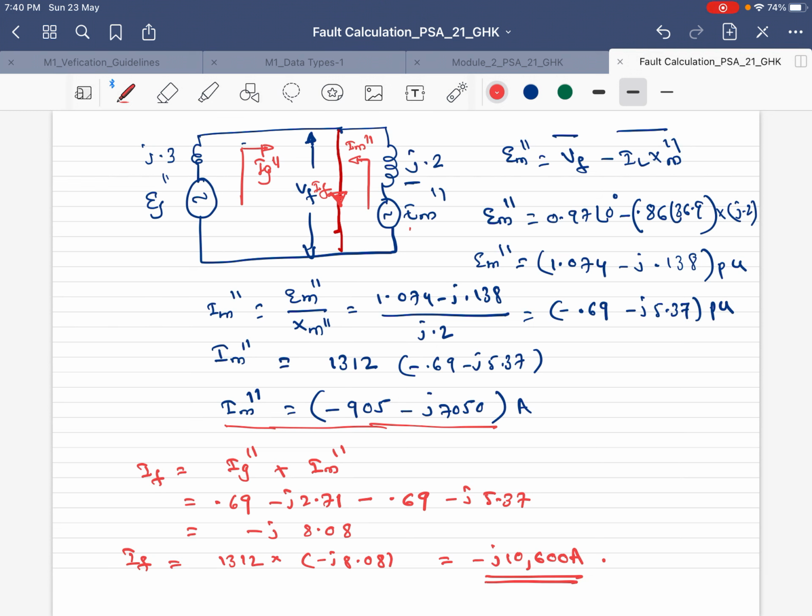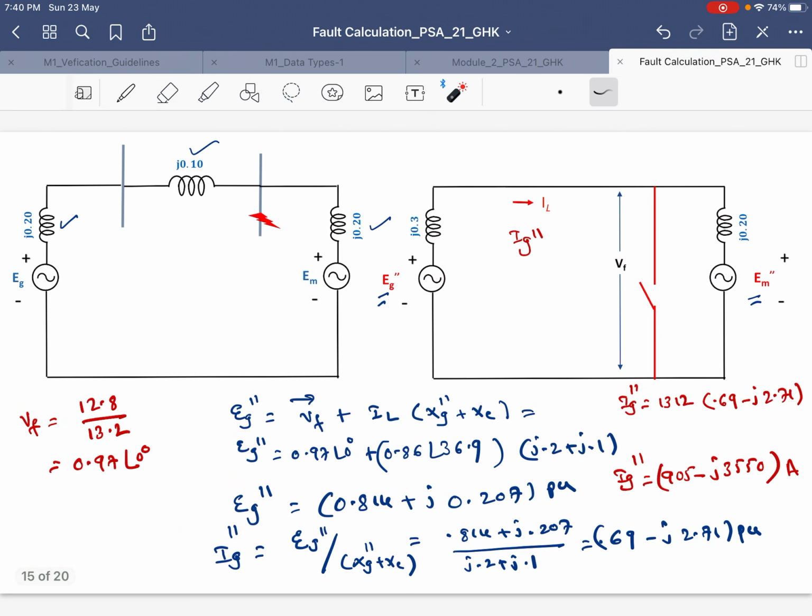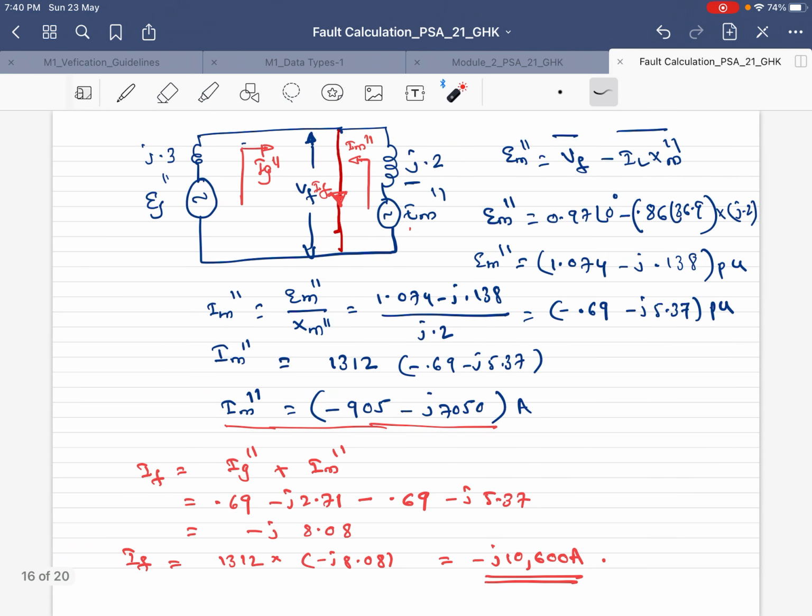If you add the actual values of Ig double dash and IM double dash, that is this value and the value of this, adding these two you again get 10,600 amperes. This is how you have to calculate the fault current in the event a three-phase fault occurs on a loaded system, using the internal voltages of the machines.